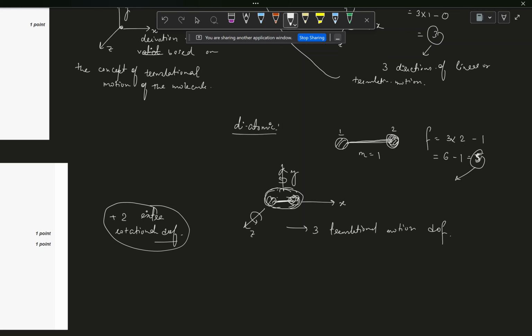Like for the simplest case, it is diatomic. But this rotational degree of freedom, this rotational motion, is nowhere taken into account in the calculation of Maxwell's velocity distribution law.